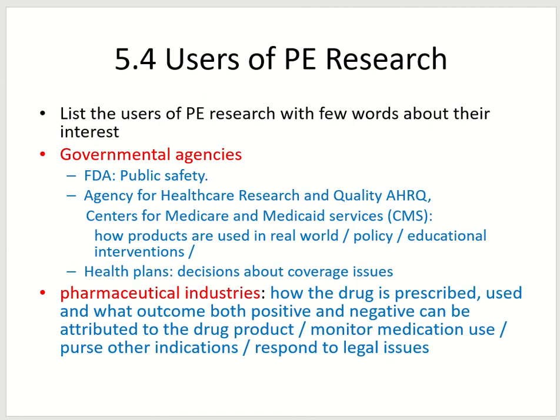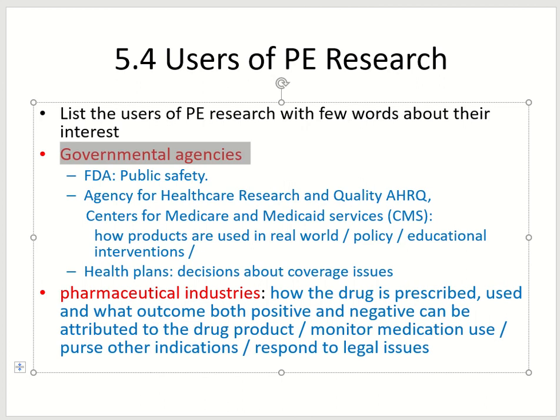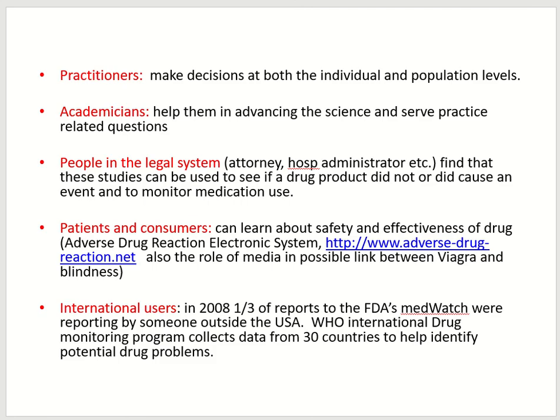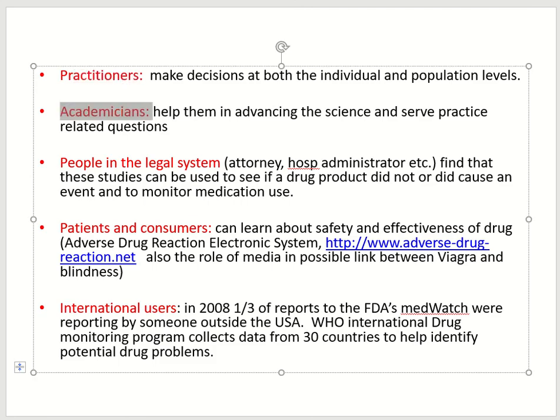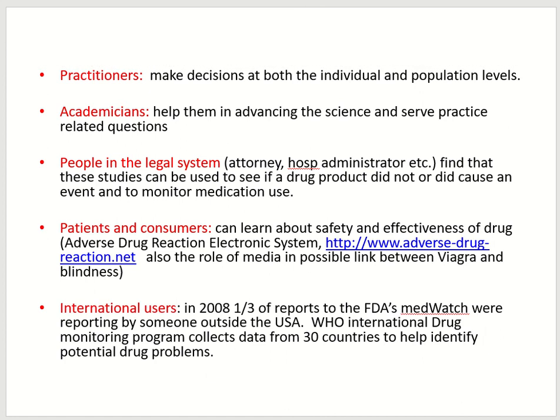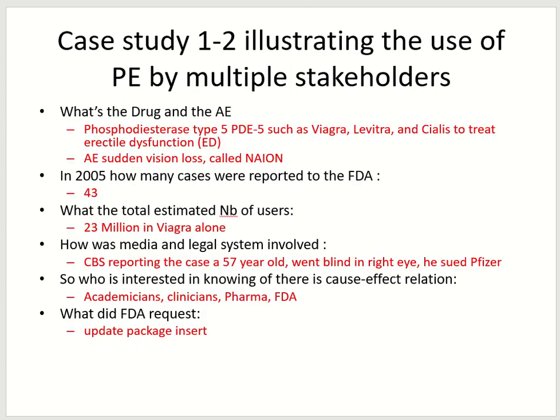Meaningful users of pharmacoepidemiological research. There's a number of users: governmental agencies for one, pharmaceutical industries, practitioners, academicians, people in the legal system, patients and consumer advocates, and international users. So that takes us to the second case study.